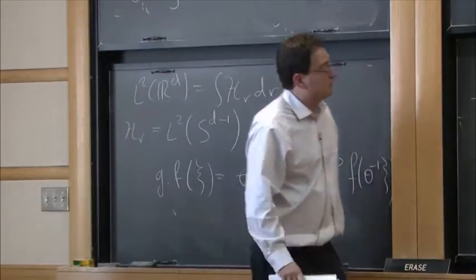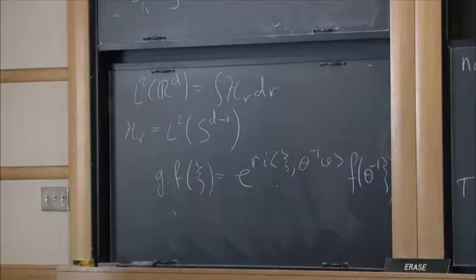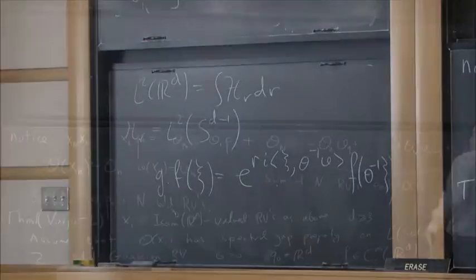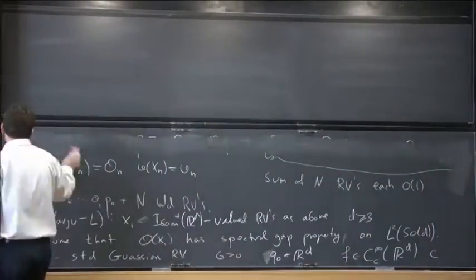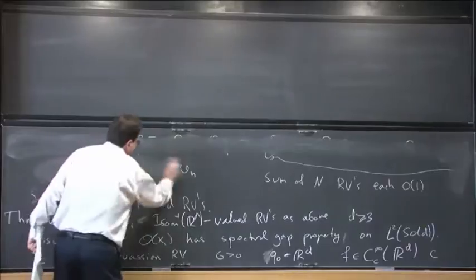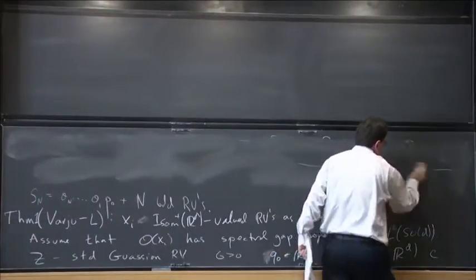And the real theorem that Varju and I proved is not about random walks. The real theorem that we proved, which contains the whole content of the improvement over the previous result of Varju, is the following uniform spectral gap estimate.